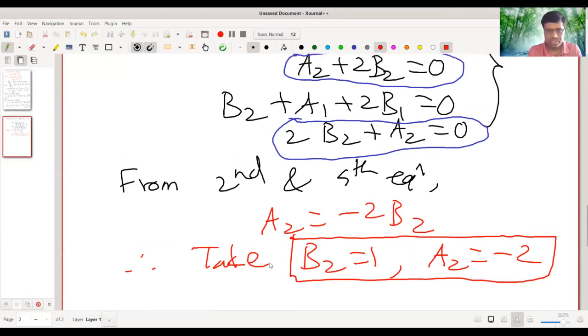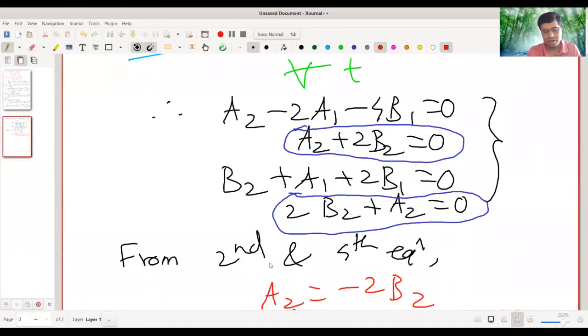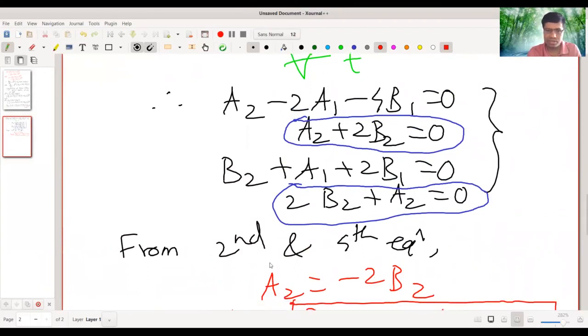Now we can substitute these values in the first and third equation. Again, remember that if we substitute these values, then the first equation will be the same as the third equation. If we substitute a2 equal to minus 2b2 here, then we get minus 2b2 minus 2a1 minus 4b1 equal to 0. We can divide by minus 2, so that it is b2 plus a1 plus 2b1 equal to 0, which is the same as the third equation. So we have a single equation.